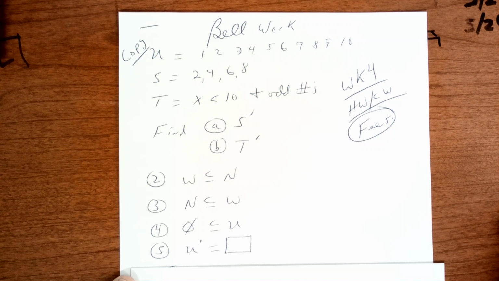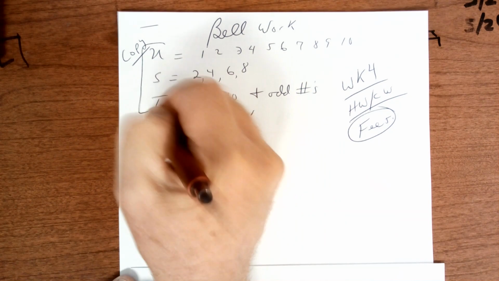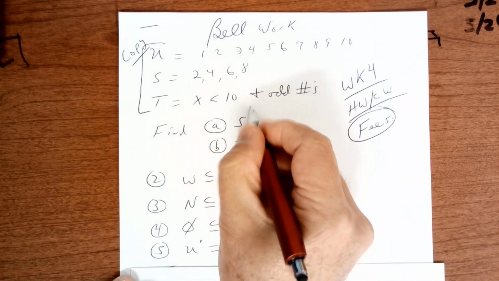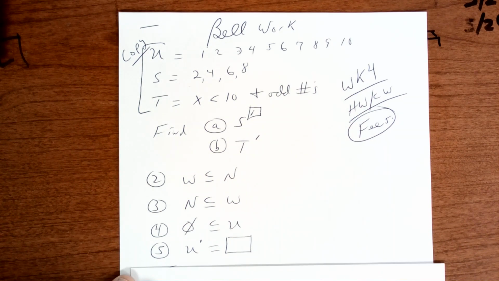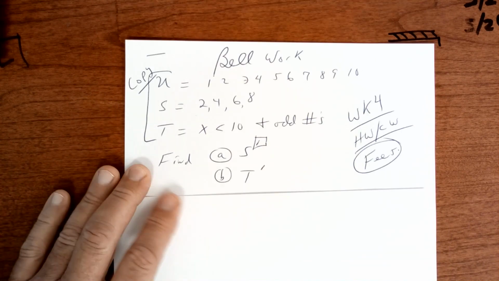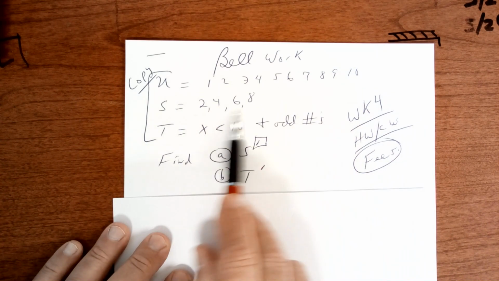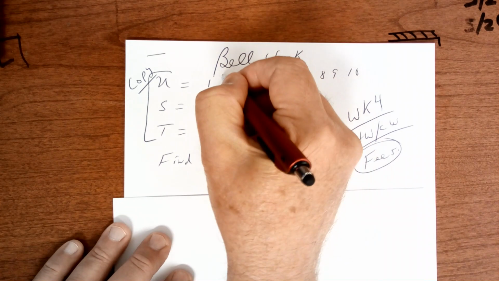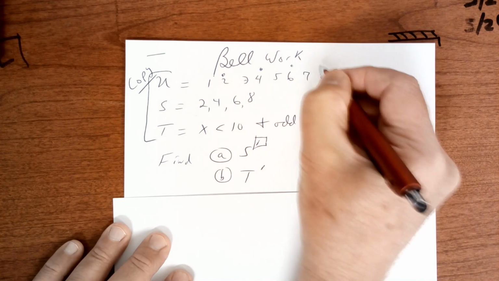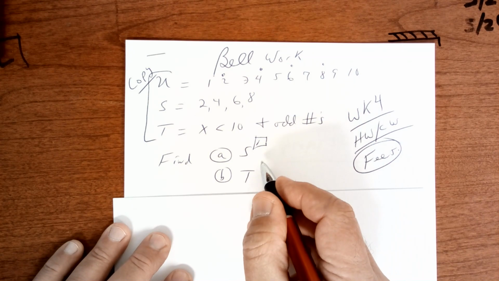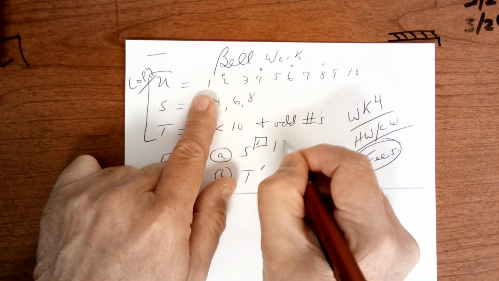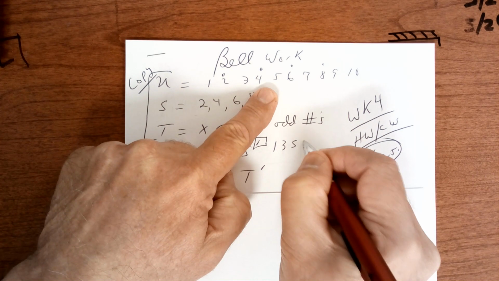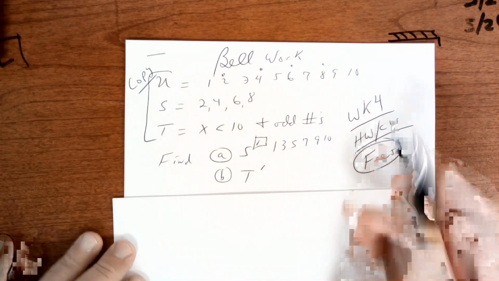All right, so look here. They give you the 3 sets. This represents what? Does anybody know? It represents the complement. So let's take a look here. So S is all of these numbers, and you want the complement. So you want everything else. So you don't want the 2, the 4, the 6, or the 8. So the complement would be everything else. It would be 1, 3, 5, 7, 9, and 10.